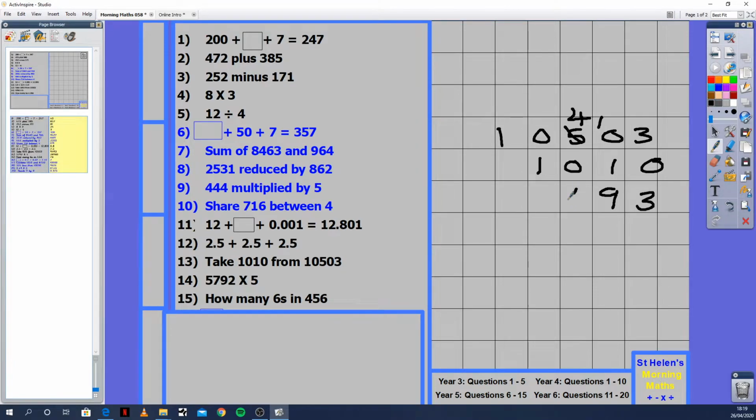4 minus 0 is 4. You take away nothing. It's 4. 0 minus 1, again, I have to borrow, because otherwise I'm not going to have anything to give. 10 minus 1 is 9. 9,493. Let me just 100% check. 9,493. Good.